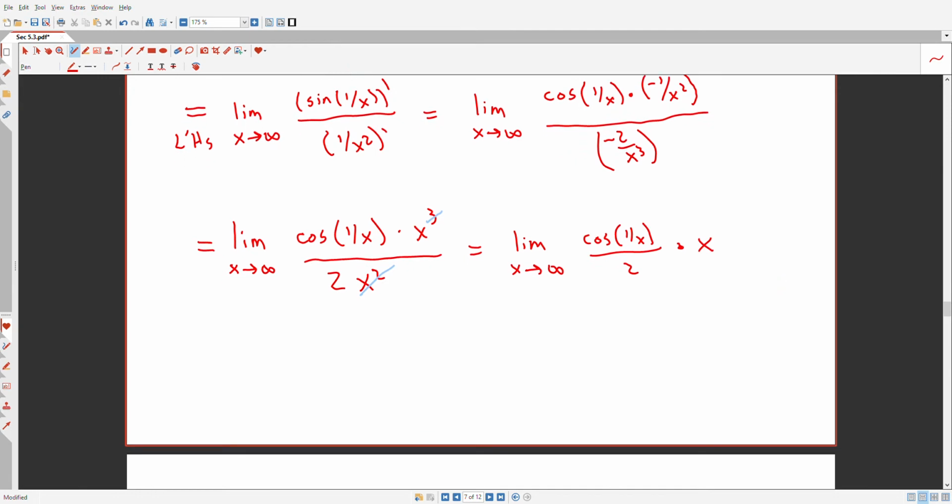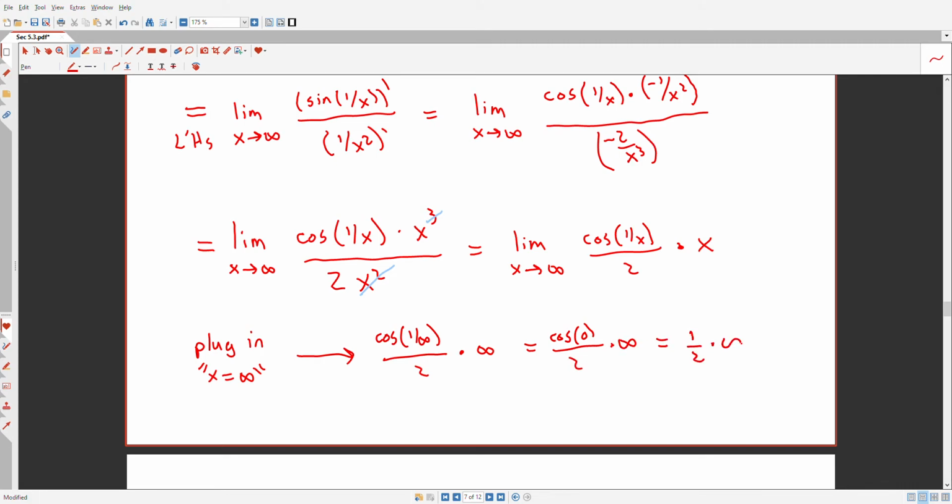And here's where, if I plug in, again, I'm going to put it in quotes, x quote-unquote equals infinity. What I get here is, well, the cosine of 1 over infinity, that looks weird to say, times infinity, but the cosine of 1 over infinity, that's just the cosine of 0. And the cosine of 0 is a number, that's just 1, so 1/2. And what is 1/2 times infinity? That's just going to infinity.